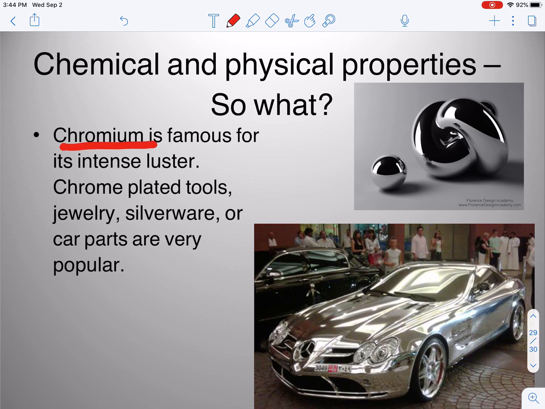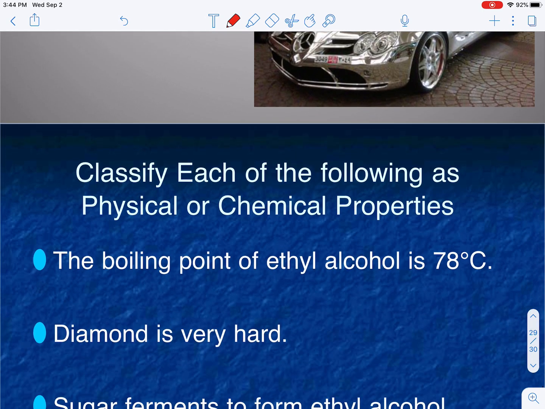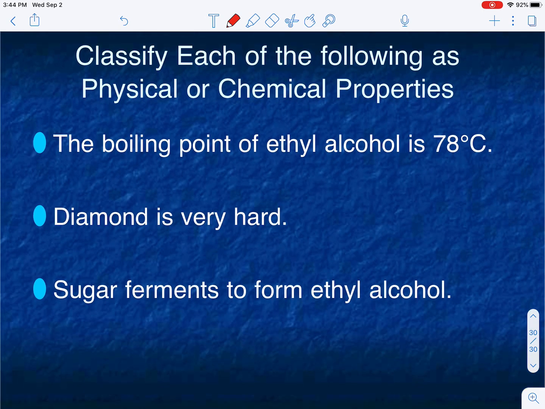Chromium, for example, helps us to create chrome-plated things like silverware, old jewelry, or car parts, like many people have chrome bumpers, for example, on their car. So please classify each of these as a physical or chemical property.